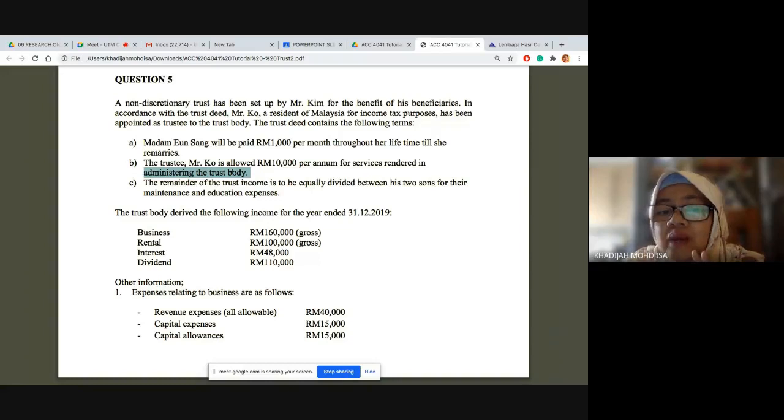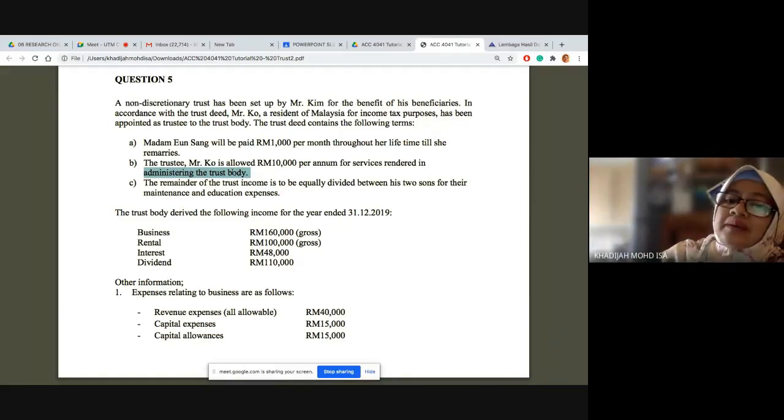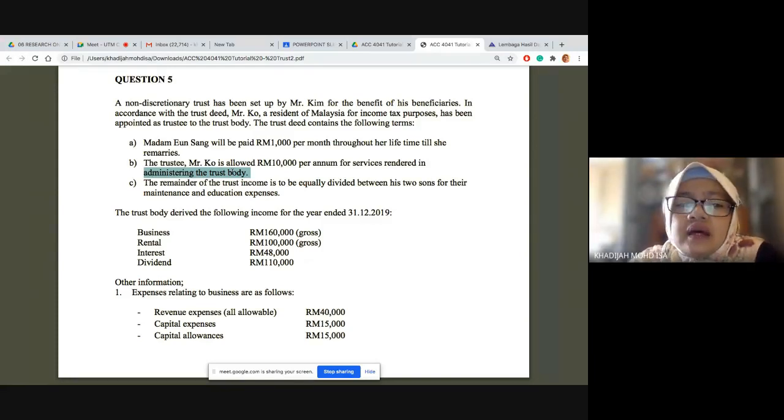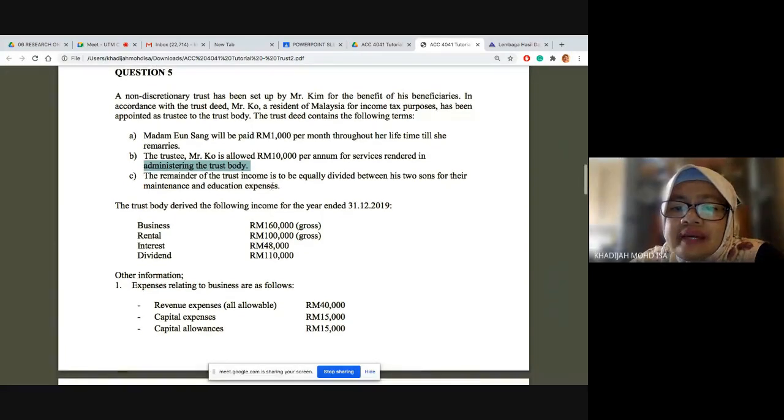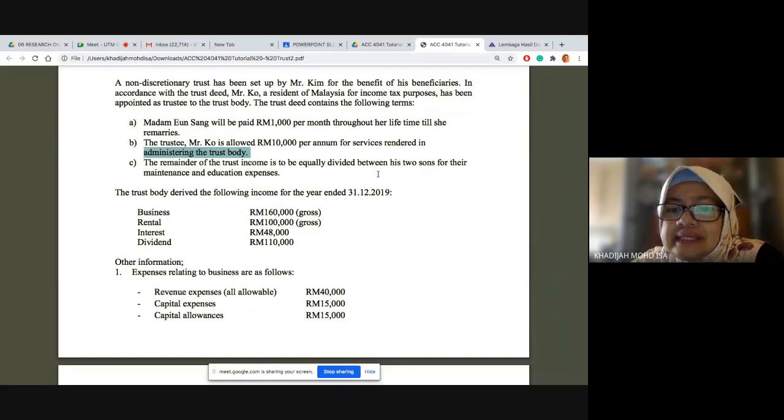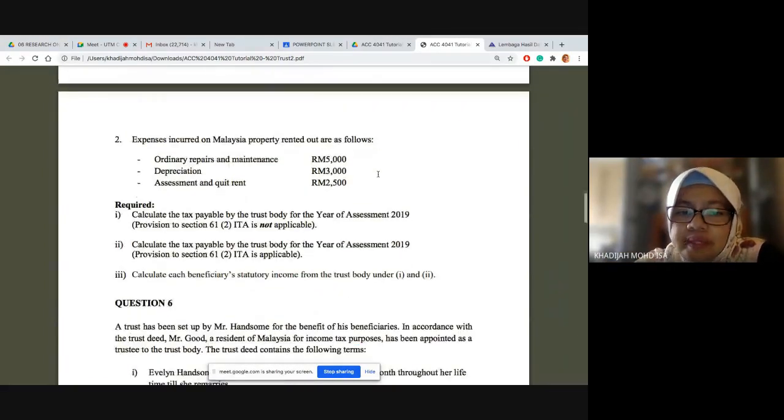You have to decide whether, in arriving at your total income, that amount is deductible. And then the remainder of the trust income is to be equally divided between two sons for their maintenance and education. So then you have that. This one is very straightforward, right?